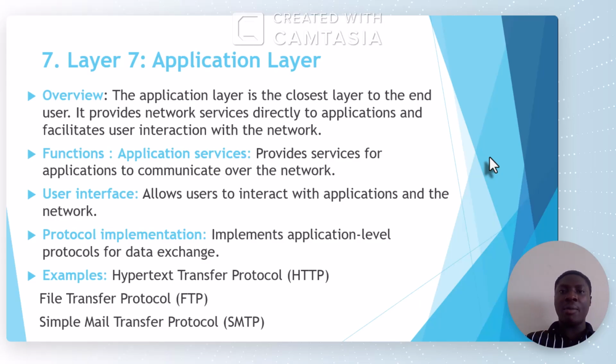The seventh layer is the application layer. Overview: the application layer is the closest layer to the end user. It provides network services directly to applications and facilitates user interaction with the network. Functions: application services provide services for applications to communicate over the network; the user interface allows users to interact with applications and the network; and protocol implementation implements application-level protocols for data exchange. Examples are the Hypertext Transfer Protocol, the File Transfer Protocol, and the Simple Mail Transfer Protocol.